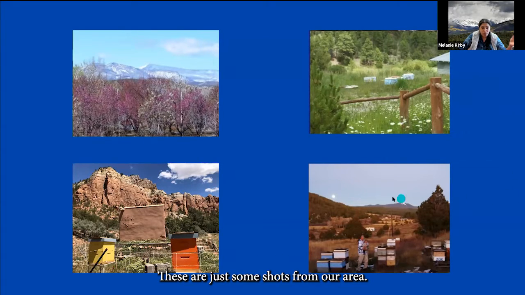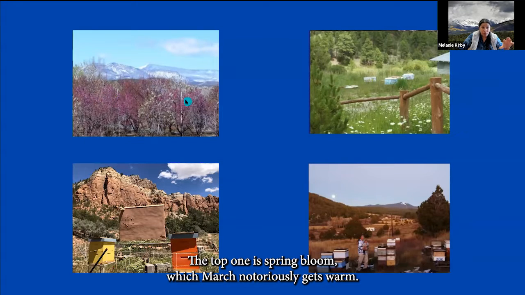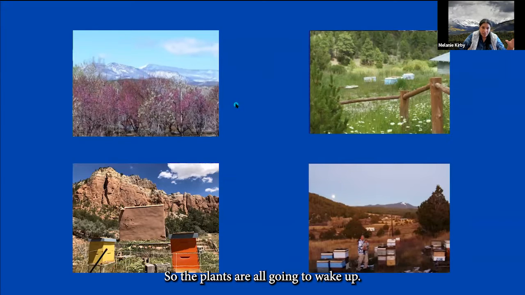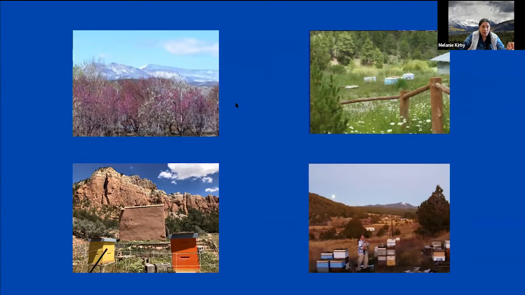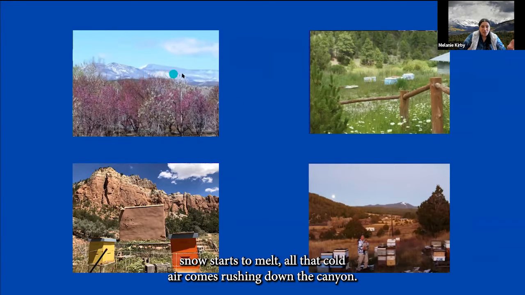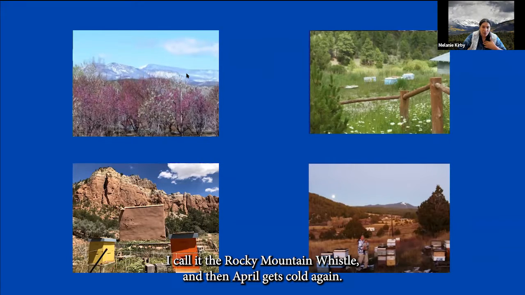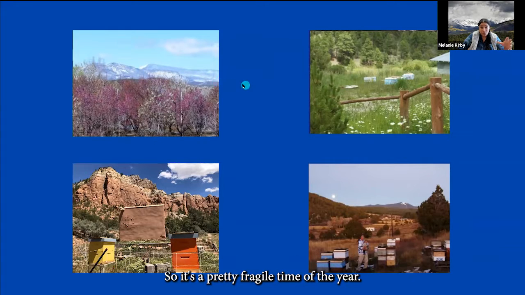These are just some shots from our area. The top one is spring bloom, which March notoriously gets warm. So the plants are all going to wake up, and you got fruit trees. We got a lot of stone fruit in the northern Rio Grande Valley. But then as that cold snow starts to melt, all that cold air comes rushing down the canyon. I call it the Rocky Mountain Whistle. And then April gets cold again. So it's a pretty fragile time of the year.